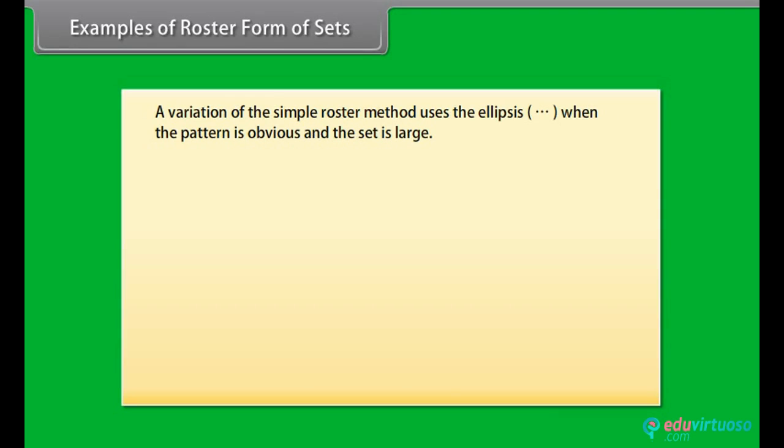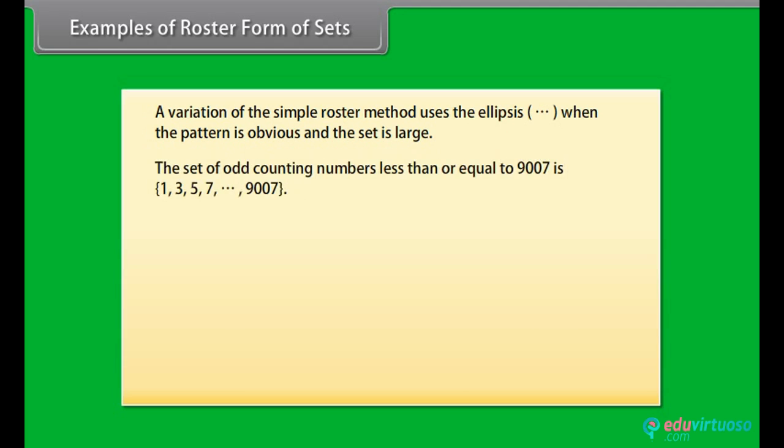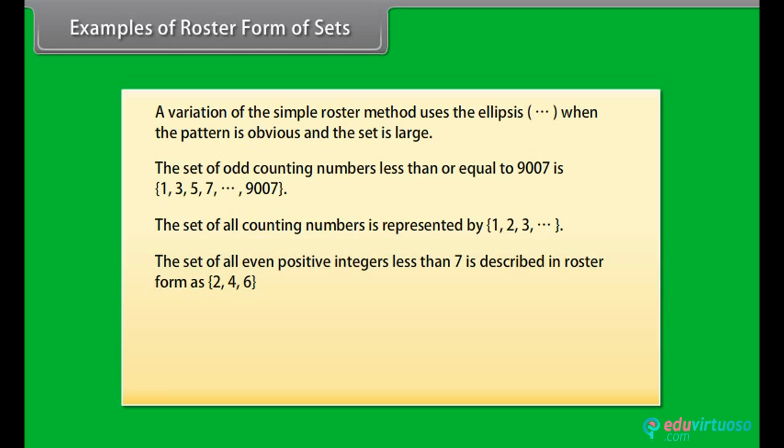Examples of roster form of sets. A variation of the simple roster method uses the ellipsis when the pattern is obvious and the set is large. The set of odd counting numbers less than or equal to 9007 is {1, 3, 5, 7, ..., 9007}. The set of all counting numbers is represented by {1, 2, 3, ...}. The set of all even positive integers less than 7 is described in the roster form as {2, 4, 6}.